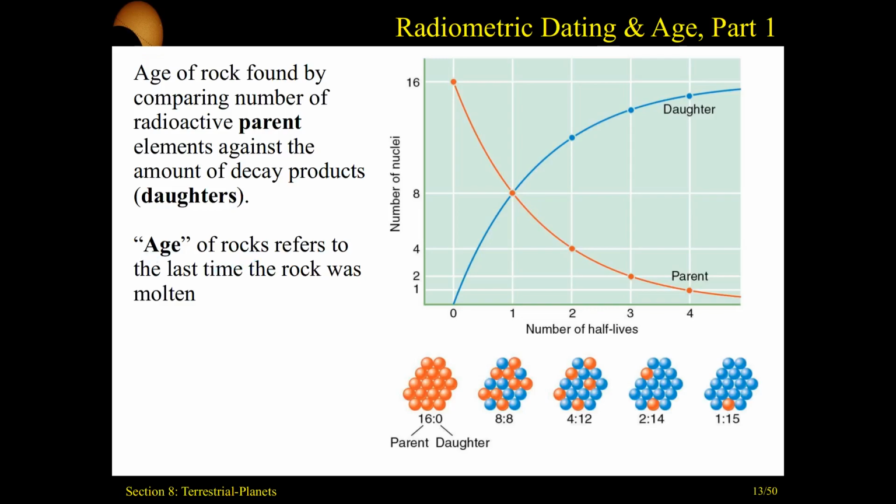Here's an important caveat that we need to make here. The age of a rock only goes as far back as the last time that material was molten hot. When it's in a molten liquid state, nuclei can freely shift around like a liquid. So when we say the age, we're talking about the last time this was in a molten state.